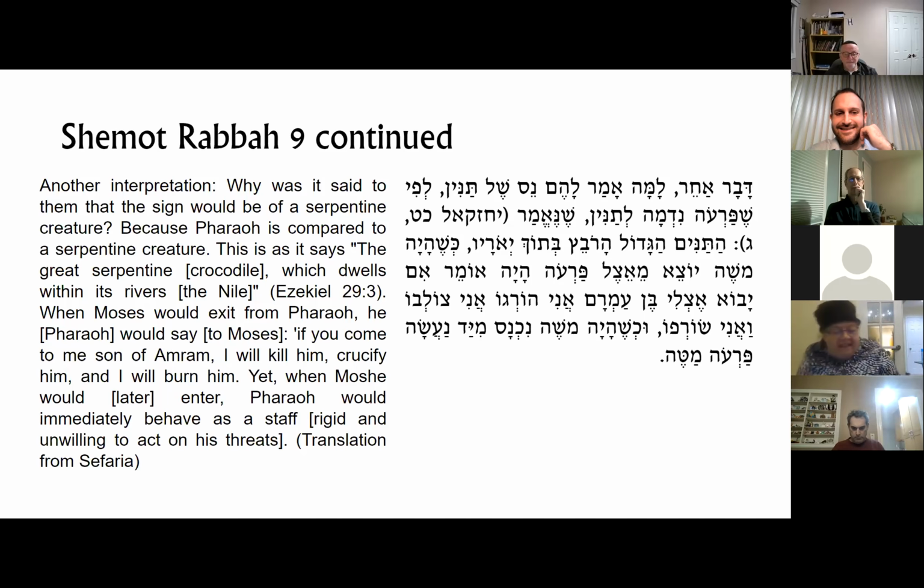Another interpretation. Why was it said to them that the sign would be of a serpentine creature? Because Paro is compared to a serpentine creature. This is as it says, the great serpentine crocodile which dwells within its rivers, the Nile, Yechezkel. When Moses would exit from Paro, Paro would say to Moshe, if you come to me, son of Amram, I will kill him, crucify him, and I will burn him. Yet when Moshe would later enter, Paro would immediately behave as a staff, rigid and unwilling to act on his threats.